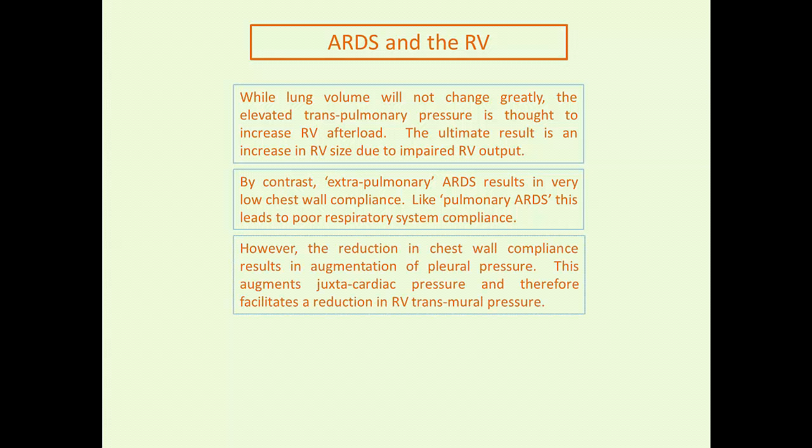The reduction in chest wall compliance results in an increase in pleural pressure or intrathoracic pressure. So that's different from transpulmonary pressure. This tends to augment the pressure around the heart or juxtacardiac pressure, and therefore it promotes more of a preload effect on the RV. It therefore reduces the RV transmural pressure and would tend to shrink the RV, whereas an increase in afterload would tend to cause the RV to distend with insufflation of the lungs by a mechanical ventilator.